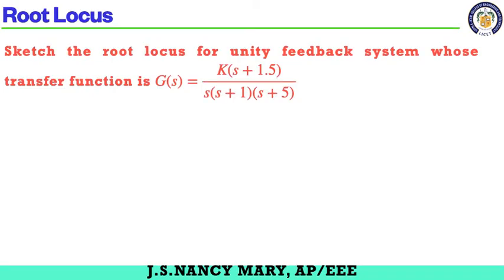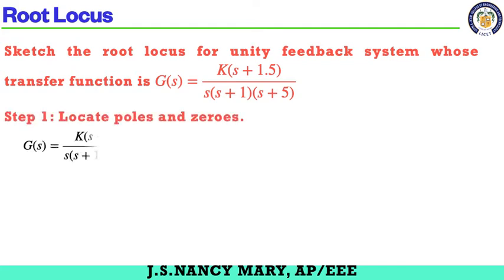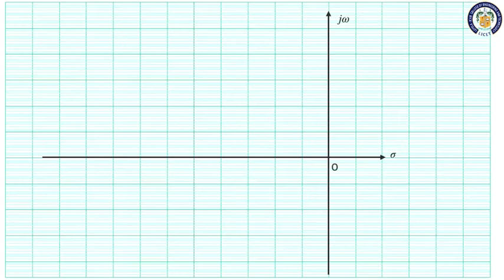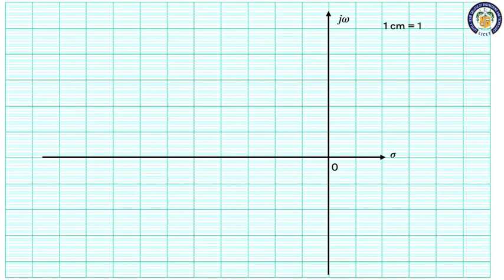Okay, so sketch the root locus for the unity feedback system for this function. Locate the poles and zeros. You will have the poles as 1, 0, -1, -5, and the zero as -1.5. There is no complex pole or complex zero. So now go back to your graph sheet. As usual, I am marking 1 centimeter equal to 1 unit.